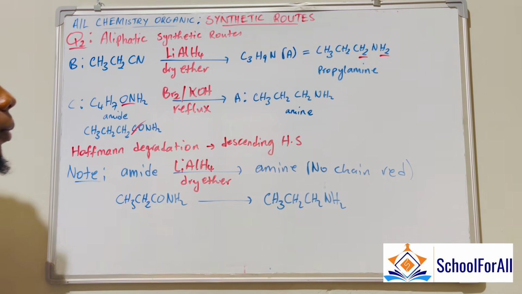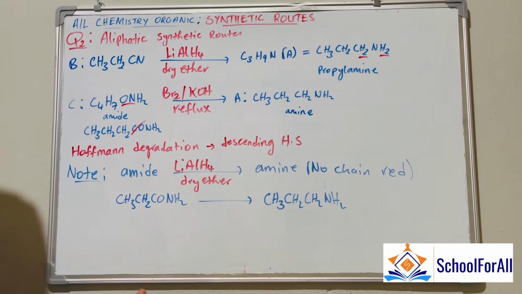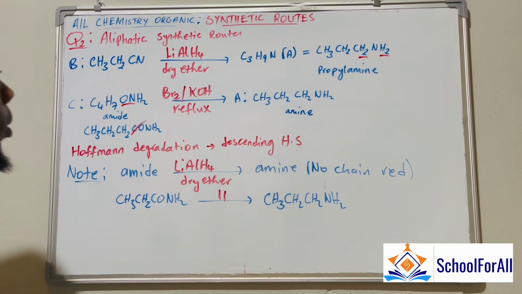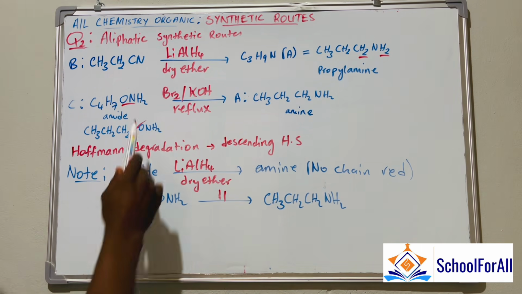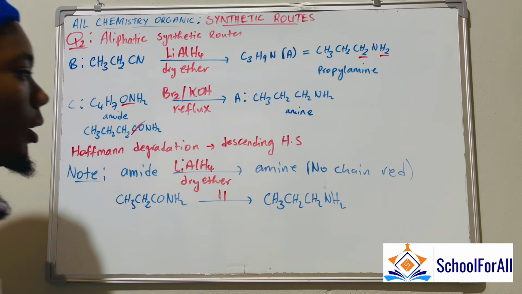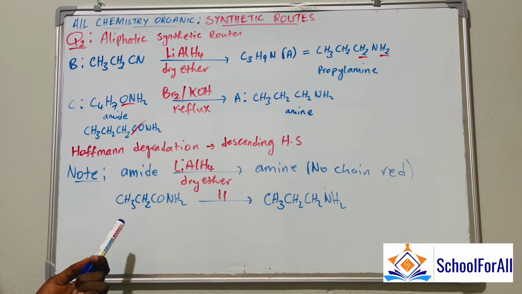without a reduction in the chain, I will instead use this reagent. So take note about it. Hoffman degradation is descending of the homologous series, whereas with the use of lithium aluminum hydride we are maintaining the chain, there is no reduction in the chain.